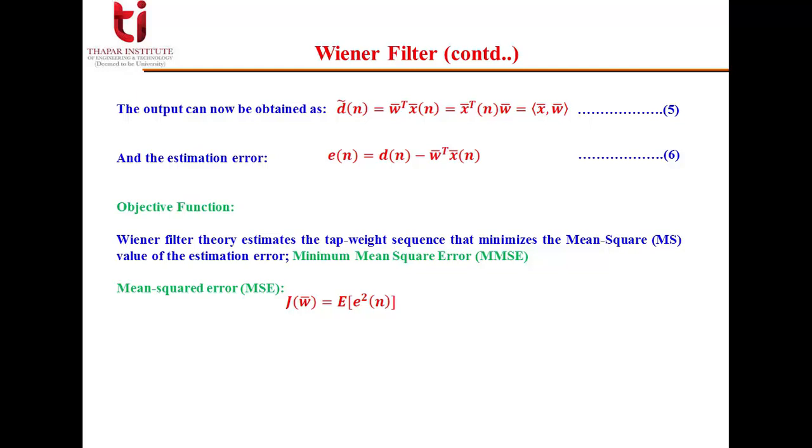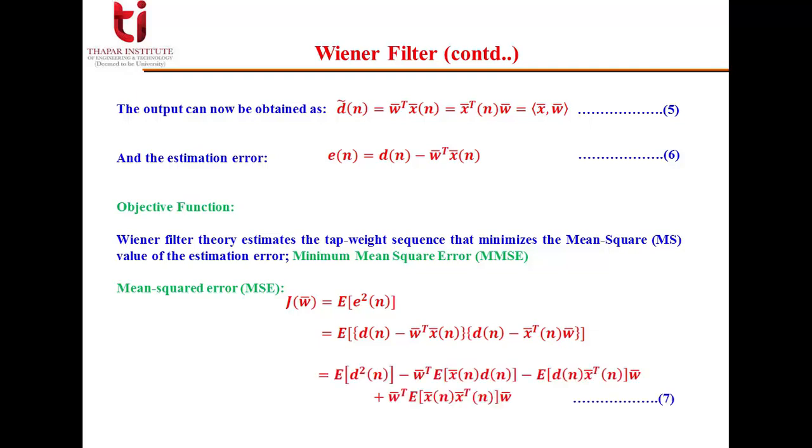Now if we substitute the value of e n from equation number 6, it will be an equation like this: expectation of d n minus w vector transpose x vector n, times d n minus x vector transpose n w vector. If we multiply both these terms, you will get equation number 7 in this form. So it has 3-4 terms. Now we will discuss each term individually, and what the first, second, third and fourth terms represent.